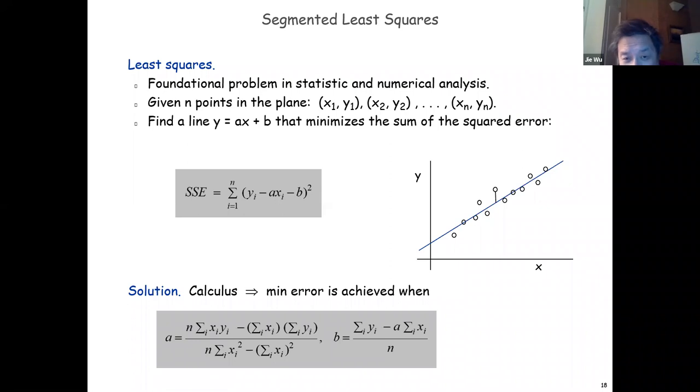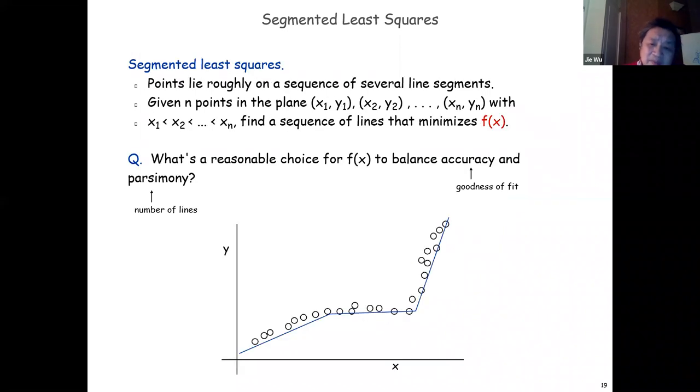But let's make it probably a little more exciting. In some cases a straight line may not be good, in the sense that as more points are added, the error becomes too large. So one solution is that you can use multiple straight lines to approximate this kind of distribution of data, right?